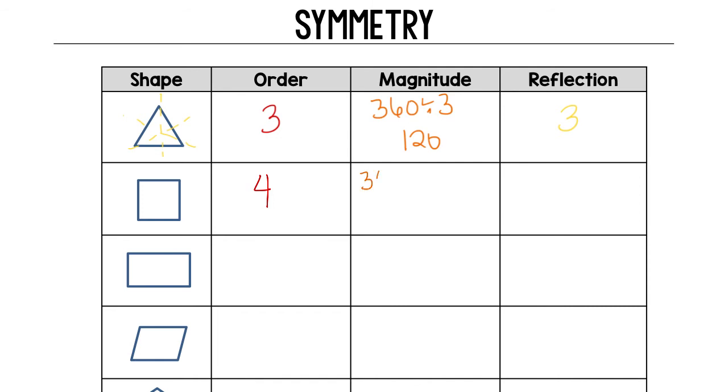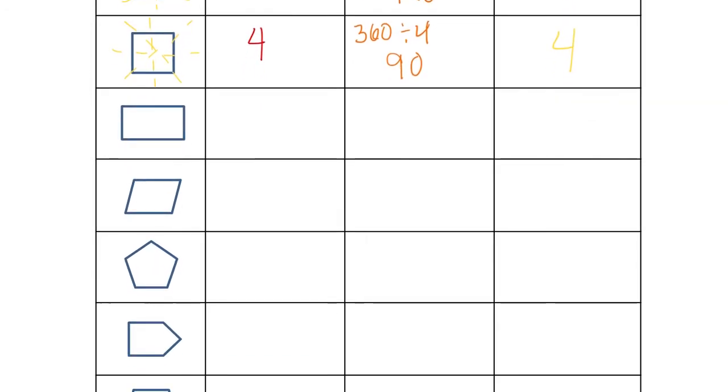Magnitude is 360 divided by the order, and that means our magnitude's 90. Lines of reflection: 1, 2, 3, 4 lines of reflection. All right, pause here. Try the next one on your own.